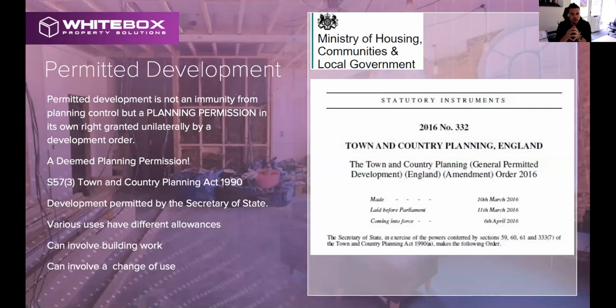And basically you have the permission to do something. In this case, what we're going to look at is change of use. Change of use is where you are using an office building, for example, and you can change that into residential. You're using it for a different purpose. Now, not all buildings can go from a commercial building to residential.